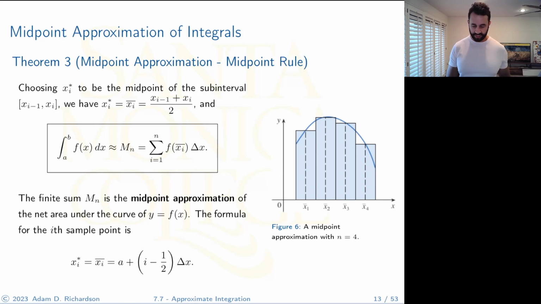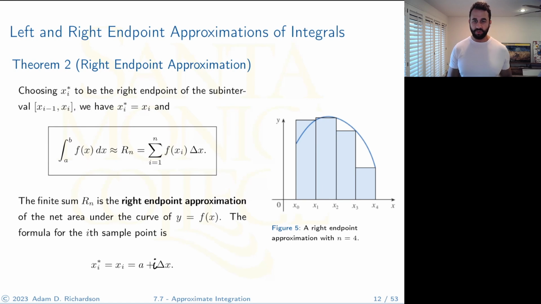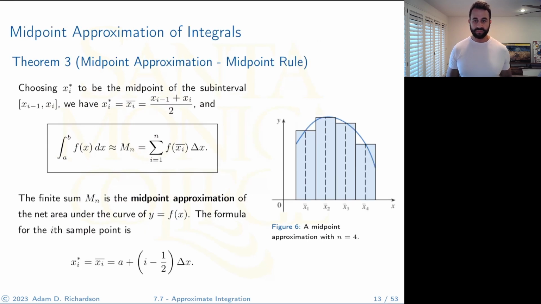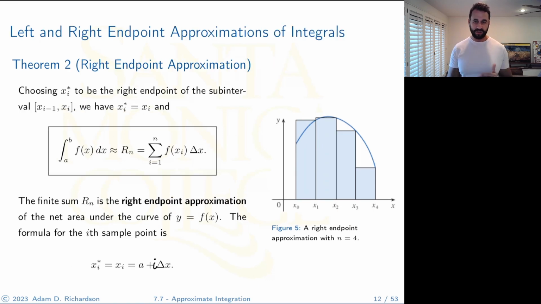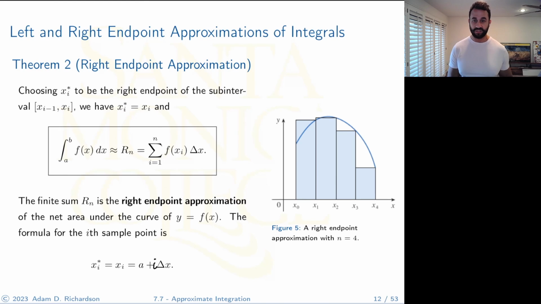So those are the three different pictures. Here we've got left endpoint, here we've got right endpoint, here we've got midpoint. And even by looking at the midpoint approximation, it seems like this one's a little bit better than the other two, right? Intuitively, it seems like it would be better, but we've got to be careful because sometimes our intuition is not always correct, and we'll see that in this section as well.